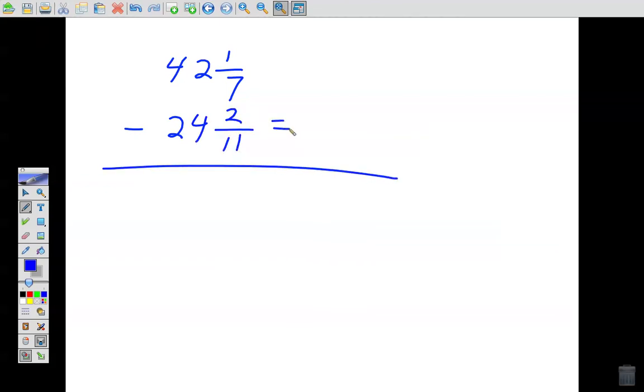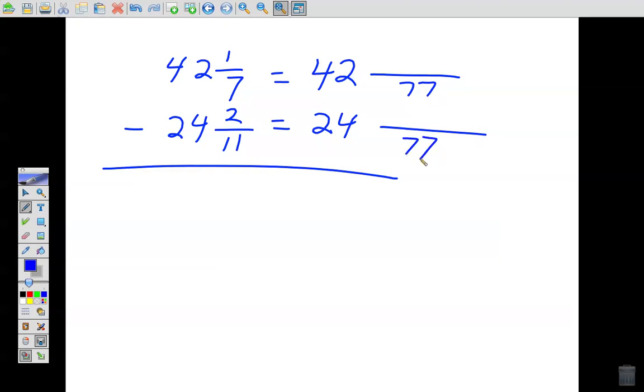Now, let's find our common denominator. Let's transfer over our whole numbers. Let's see, 7 times 11. Remember, to find a common denominator, you multiply them. 7 times 11 is 77. Let's see, 7 times 11, so take 1 times 11. 11 times 7, 2 times 7. Now we're subtracting, right? Don't forget that. So let's see here. Watch what happens now. Now this is borrowing.